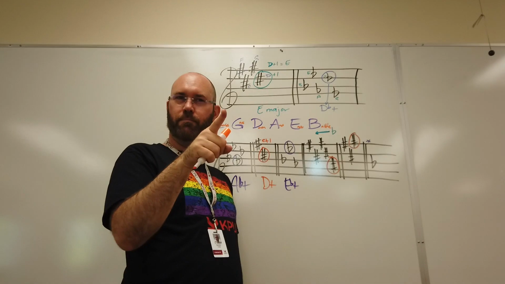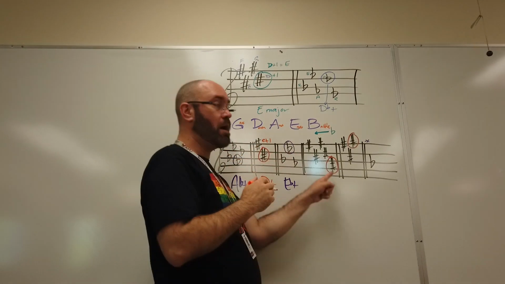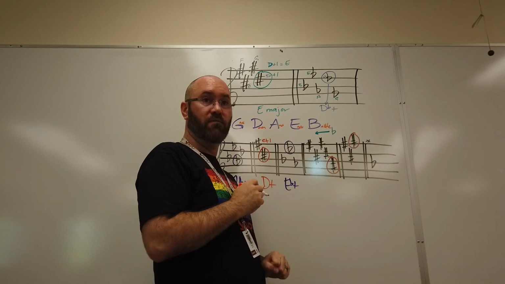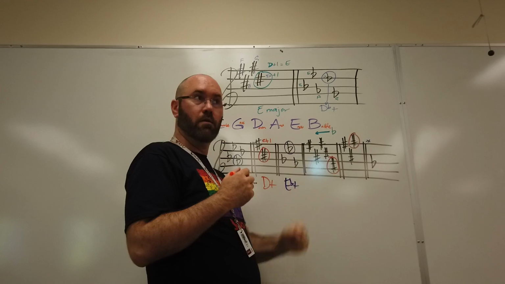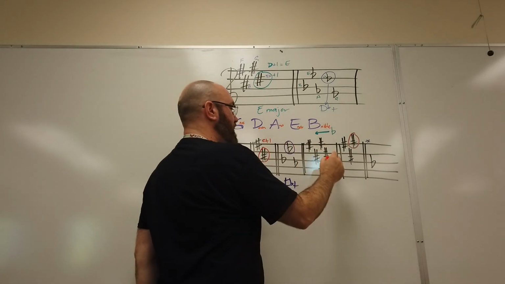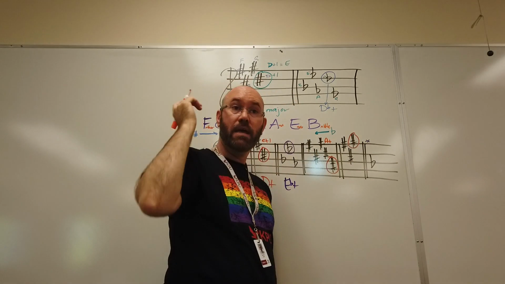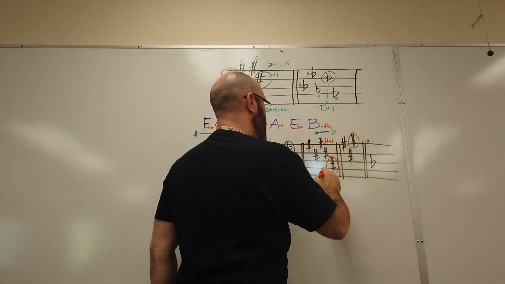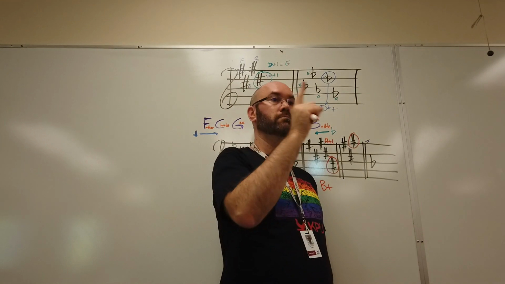Excellent. Ganesh, how many sharps do we have? 5. What are they? F, C, G, D, A. Right. Father Charles goes down and all. So this is an A. What's 1 note up from A? This is B major. Okay.